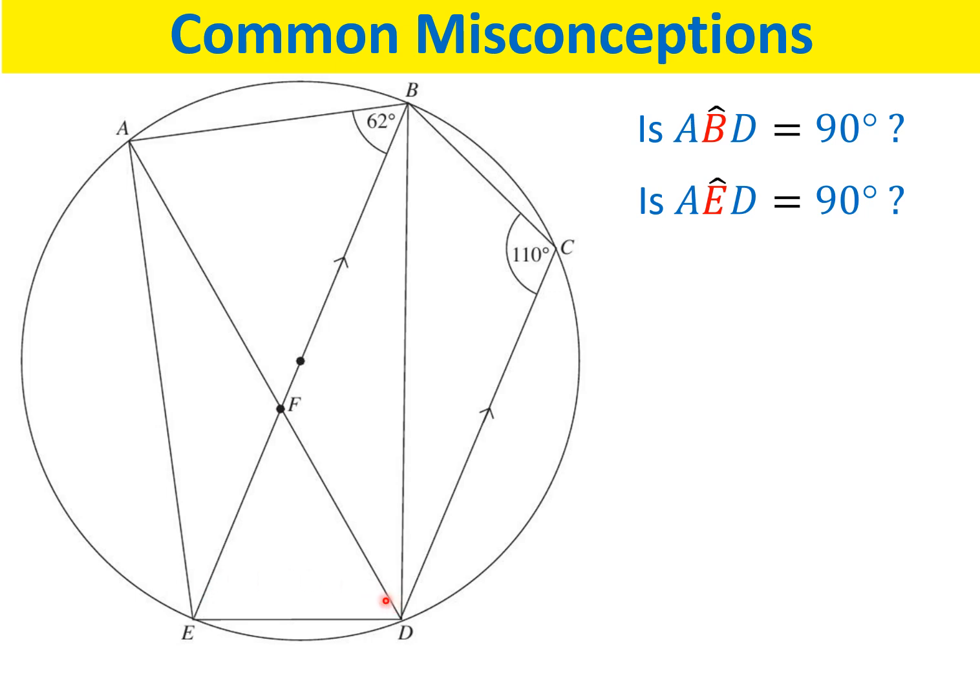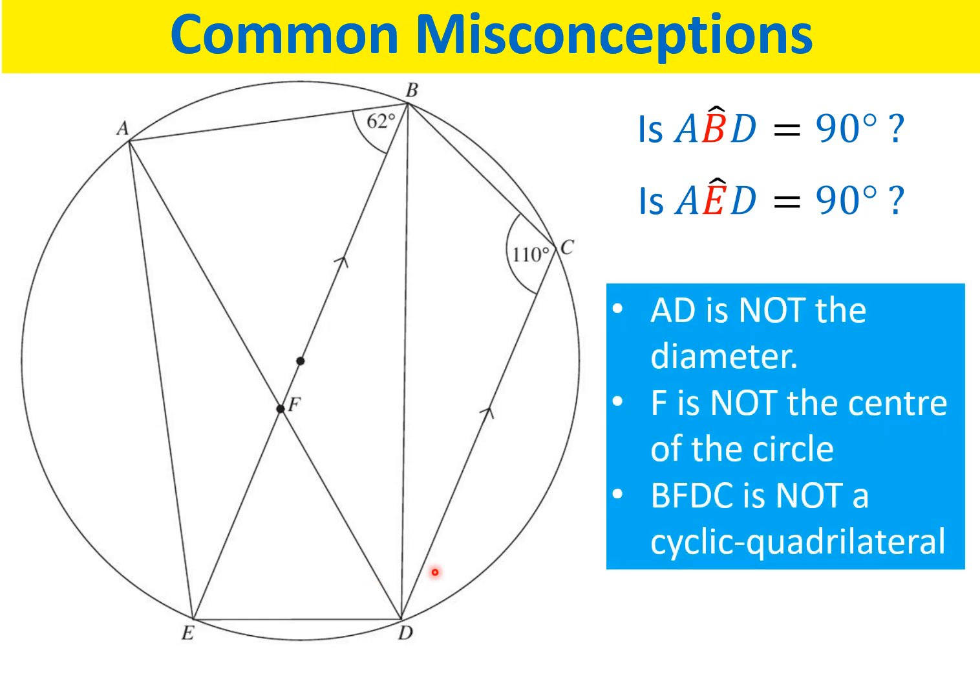then the question that we have to ask ourselves is, is AD the diameter? Over here, do take note, as I explained earlier on, AD obviously is not the diameter. Why? Because F is not the center. The center is actually at this point here. So F is not the center of the circle.